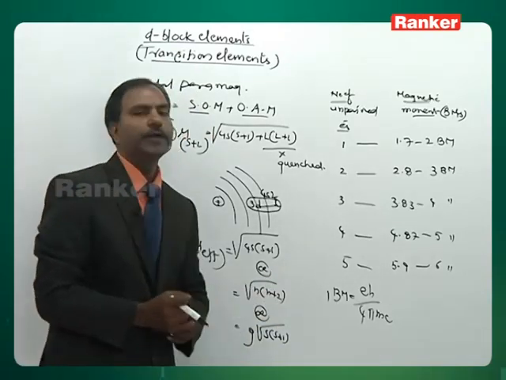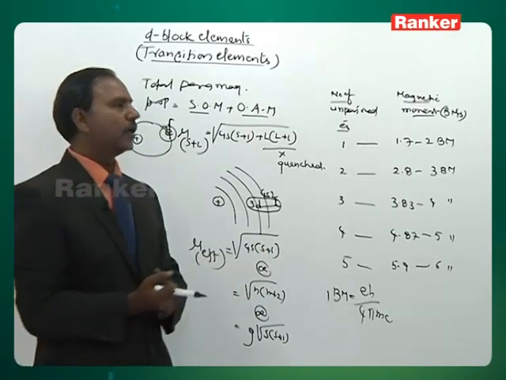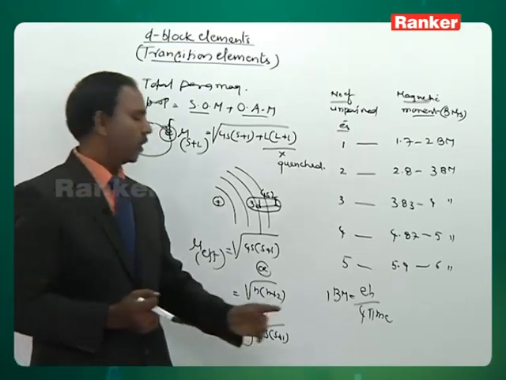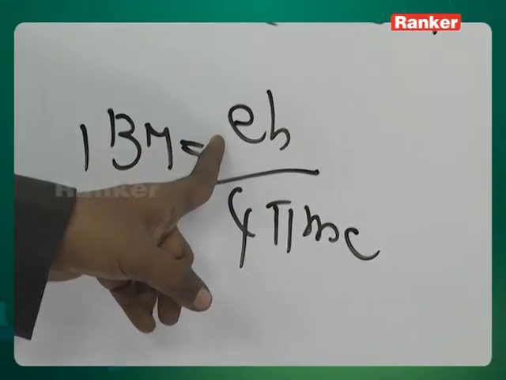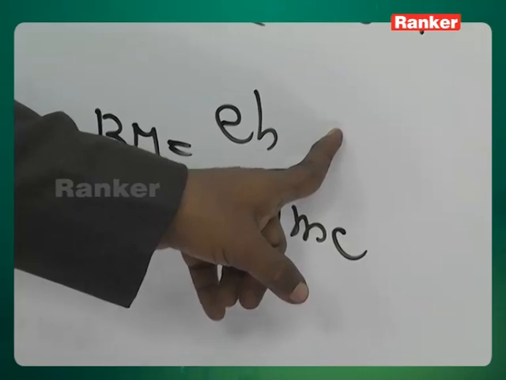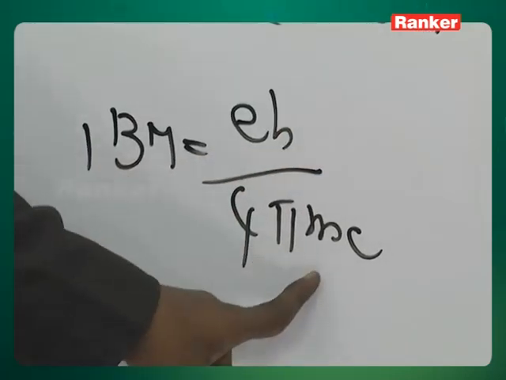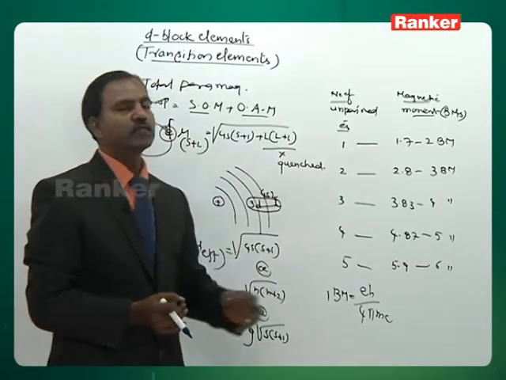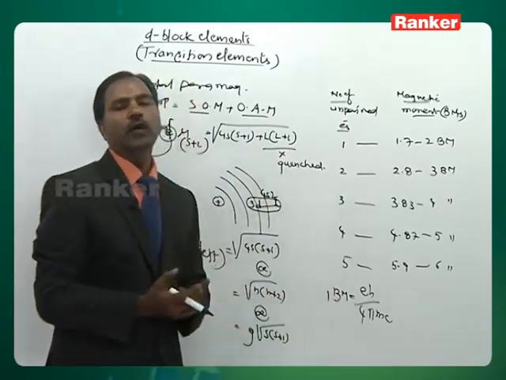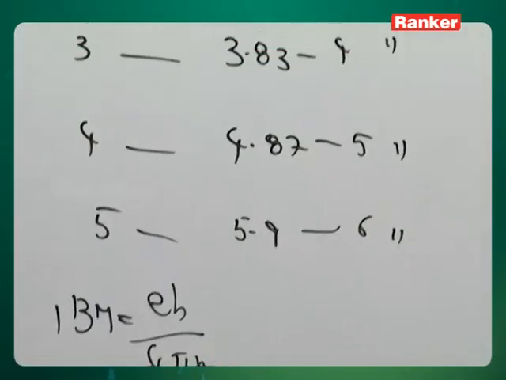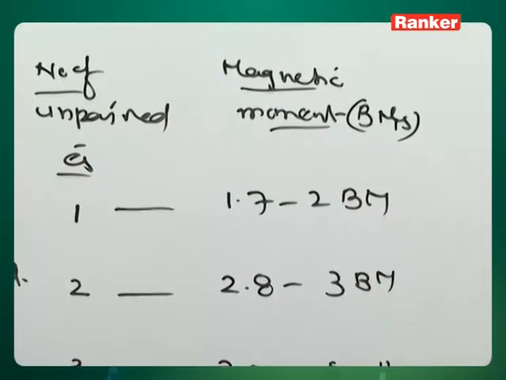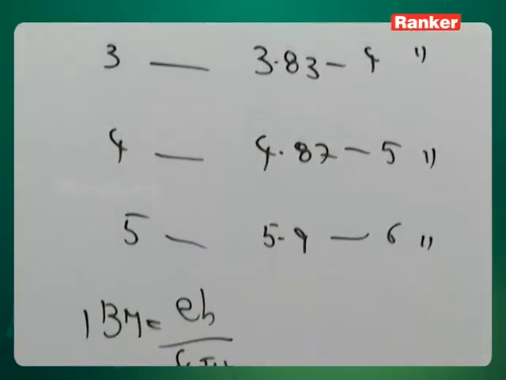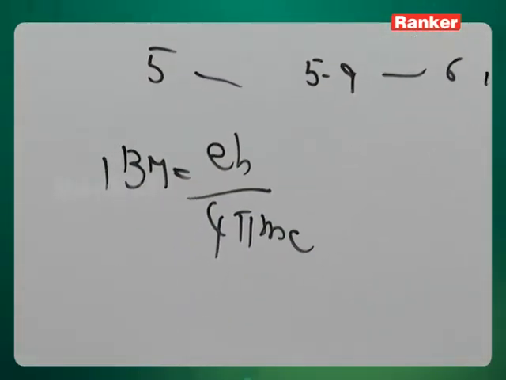Once a question appears, define BM, you need not write any definition for this. Simply you can write 1 BM is equal to eh by 4 pi mc. e stands for electronic charge, h stands for Planck's constant, m stands for mass of the electron, and c stands for velocity of light. If you substitute all these values, that will give the value for 1 BM.